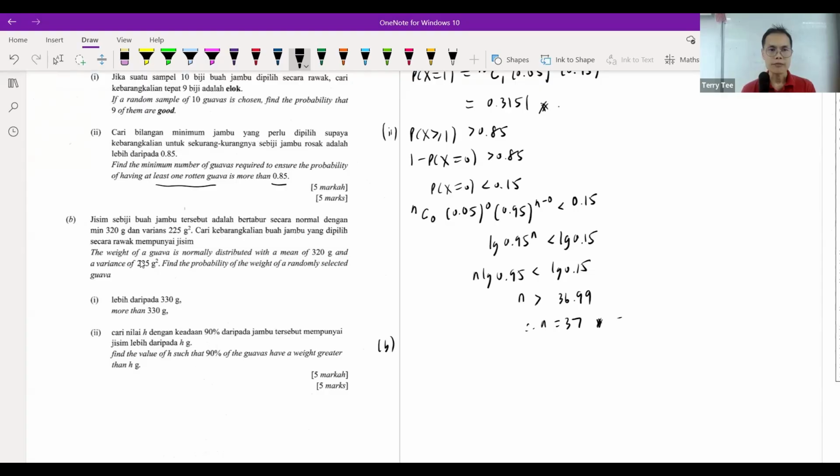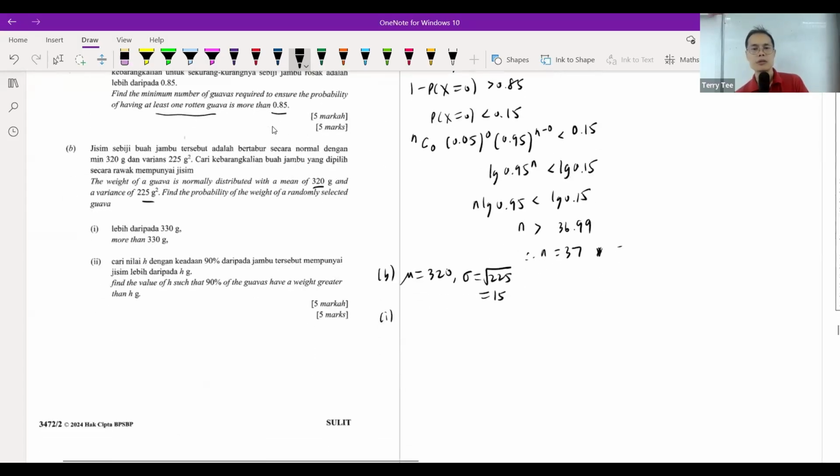So here we have the mass of guava. It's normally distributed, mean 320, variance 225. So mu is 320, variance is 225. If you square root it, you get your standard deviation. Your standard deviation is 15.